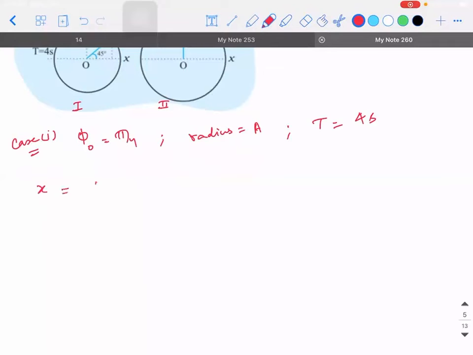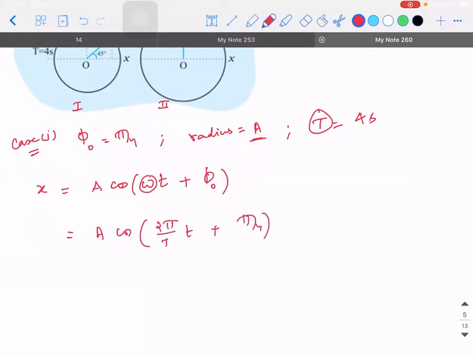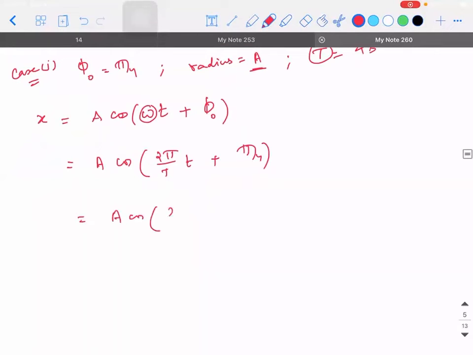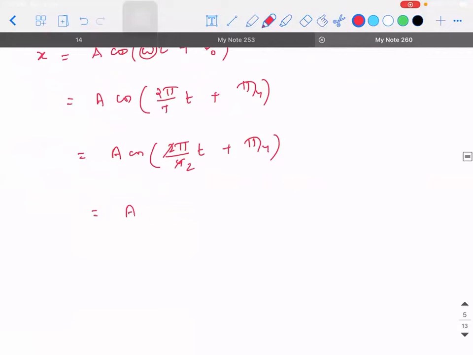So x is equal to A, x direction means cos of how much? Omega t plus phi naught. Now substitute everything. A cos of, since omega is not given whereas time period is given, can I write it as 2 pi by capital T into t plus phi naught, which is pi by 4? So A cos of 2 pi by 4 into t plus pi by 4. So it will be A cos of pi t by 2 plus pi by 4.